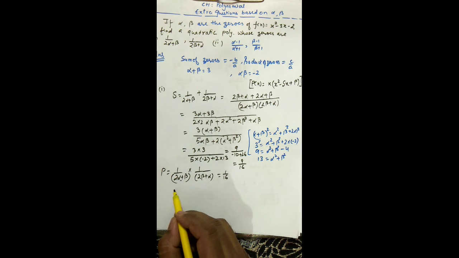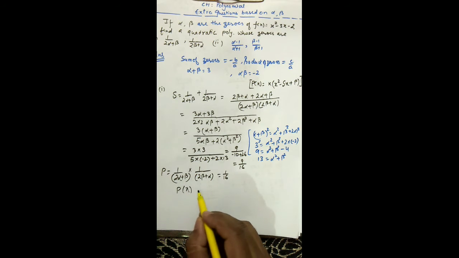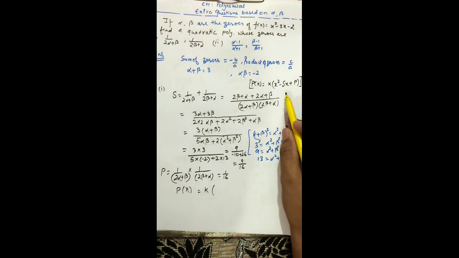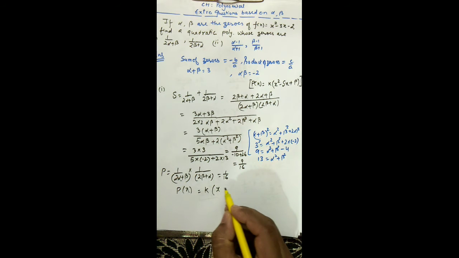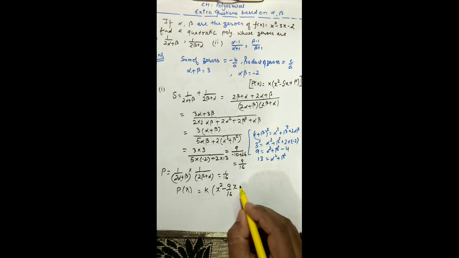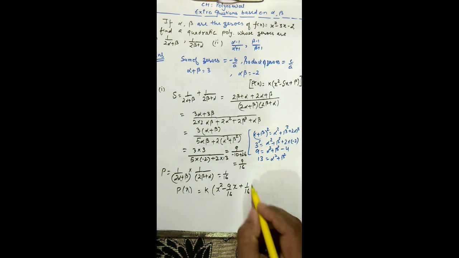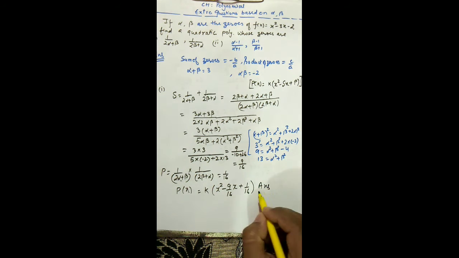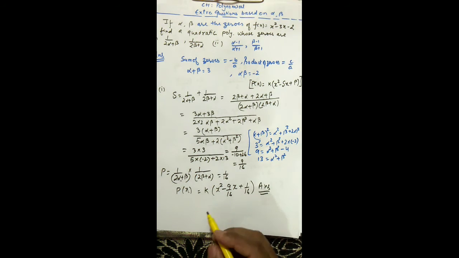So your required polynomial will be p(x), you can say this k, times x square minus sx plus p. I gave you the formula in the beginning. So this is x square, S was 9 by 16, you can write x, and p is 1 upon 16. So this is your answer. If some of you want to take the LCM, then take the LCM. Otherwise, you can leave the answer here also.